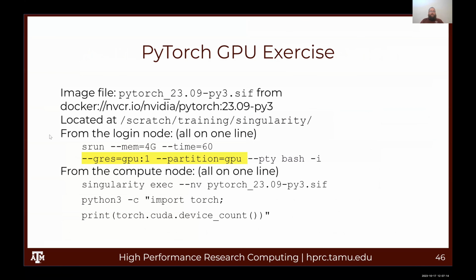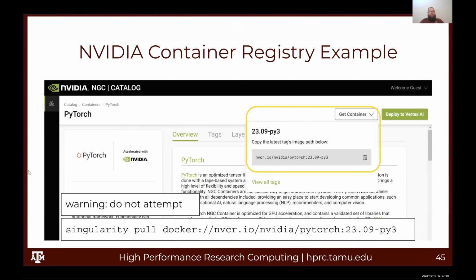So let's take a look at our PyTorch GPU exercise. I have concatenated this exercise onto a single slide. What's important is that the file we need is in our training directory, scratch training singularity, which we named $training for short. And the image name is PyTorch_2309-py3.sif, which is the most recent version of PyTorch that I found on the container registry yesterday.